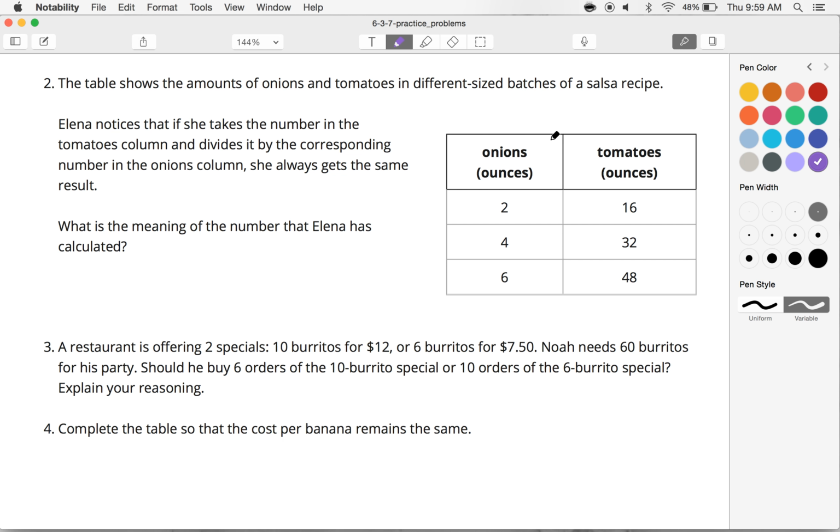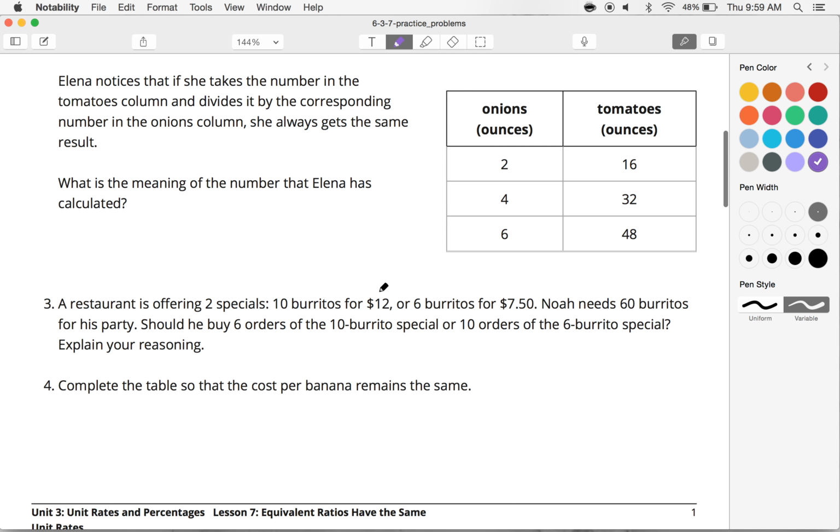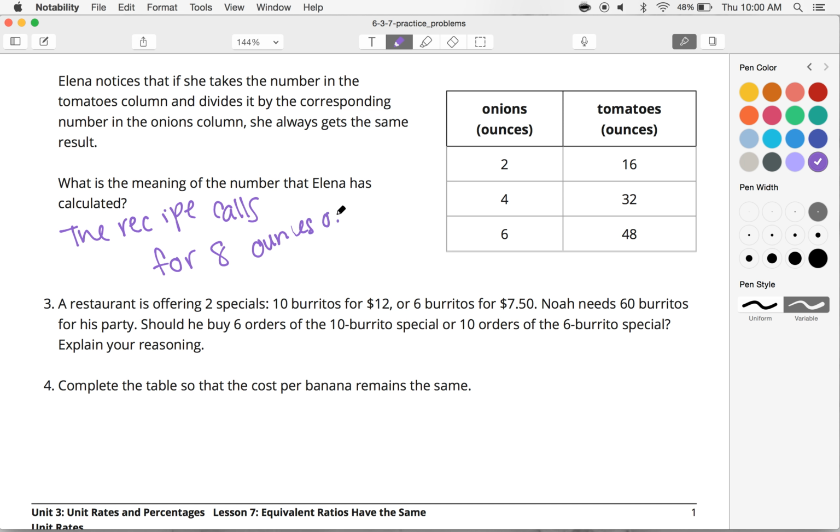Okay, the table shows the amount of onions and tomatoes in different size batches of a salsa recipe. Elena notices that she takes the number in the tomato column and divides it by the corresponding number in the onion column. She always gets the same thing. What is the meaning that she's essentially found? So it just means that the recipe calls for 8 ounces of tomatoes per ounce of onion.